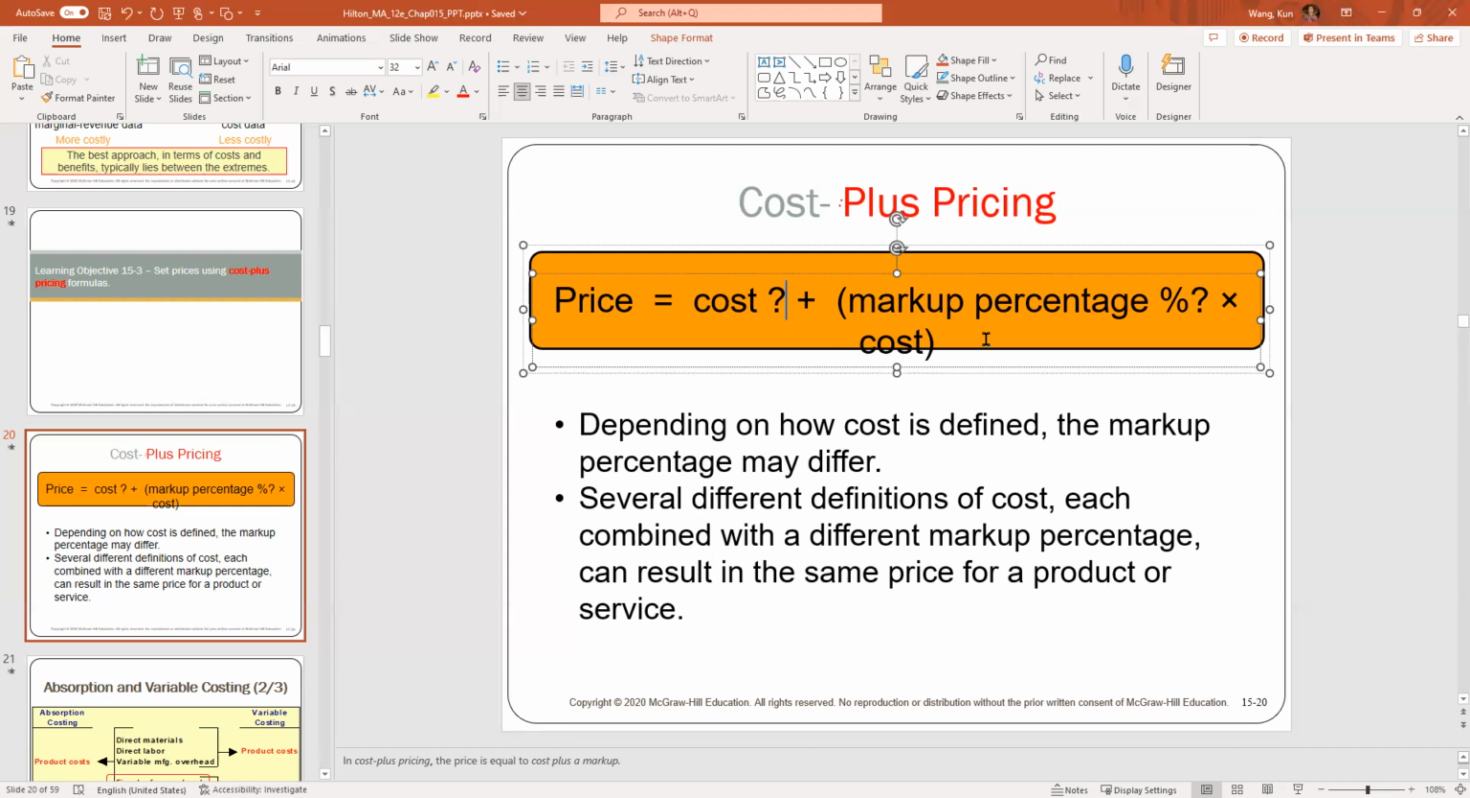Then you may have another question: why don't we have a consistent cost layer to consider? Say I'm using absorption costing, meaning all of my variable, fixed, production, and period costs. That's fine. We call that the full pricing model. If you already include everything under your cost, then this markup is primarily the profit you are looking for.